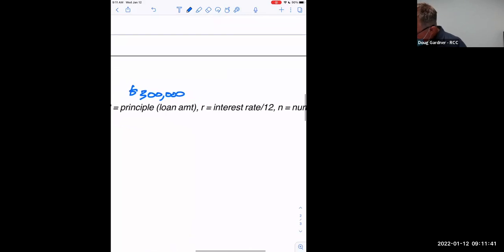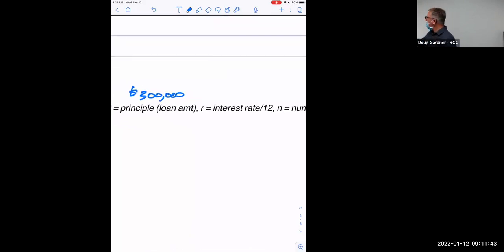R is the interest rate. Does anybody know what the interest rate is to buy a house these days? It's always changing. What kind of a number is that? Is it like 12%? Is it 2%, 15%? What kind of a number is it? Anybody know? 3%? Yeah, it's kind of like 3, 4, 5, somewhere in there.